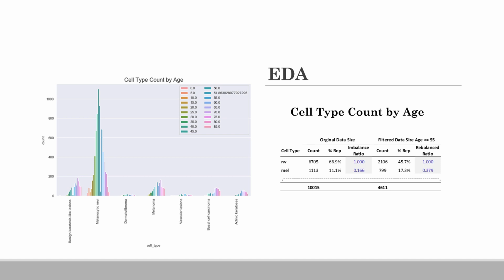The table to the right shows the change in ratio of melanoma to NV, which basically halves the influence from NV, which is, of course, melanocytic nevi. It does, however, reduce the data size by roughly 60%.